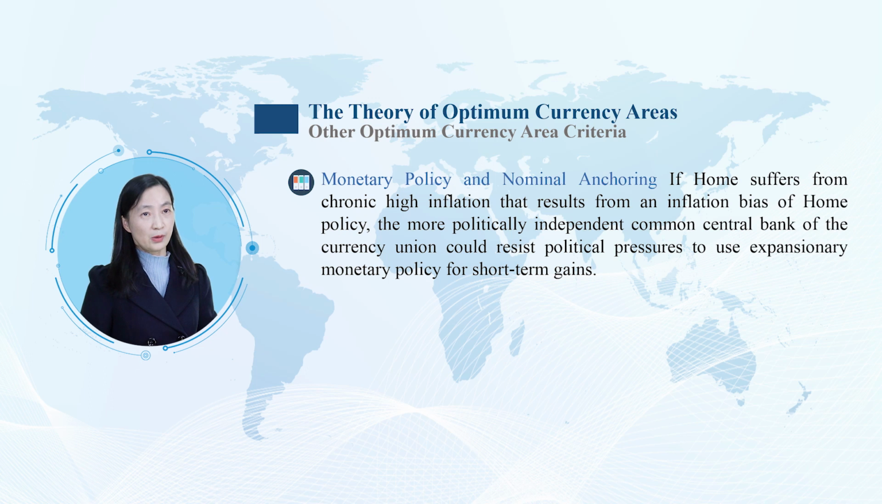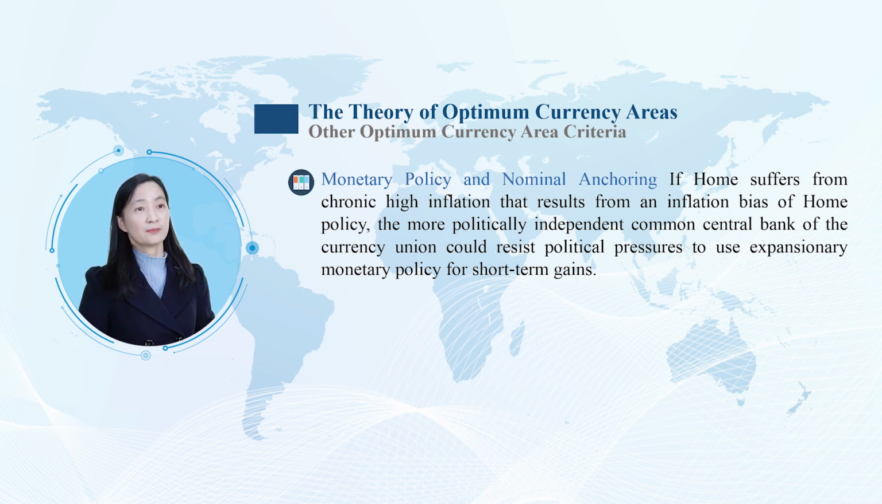For example, suppose the home suffers from chronic high inflation that results from an inflation bias of home policymakers. In the long run, on average, inflation bias leads to a higher level of expected inflation and actual inflation, but average levels of unemployment and output are unchanged because higher inflation is expected and the inflation has no real effect in the long run.